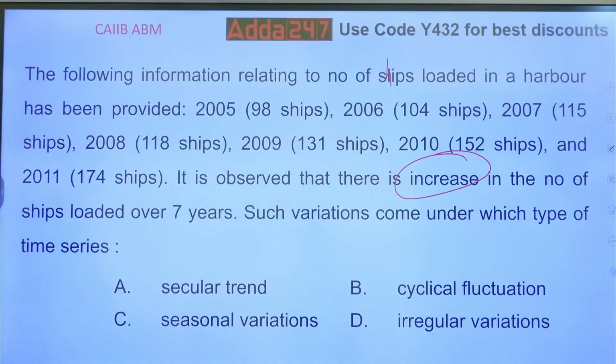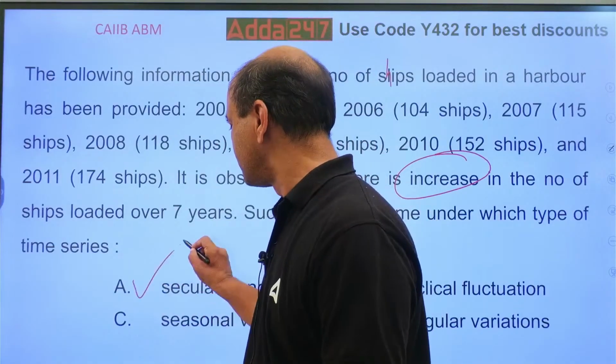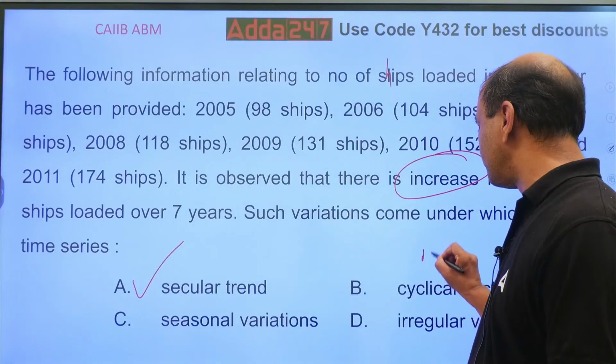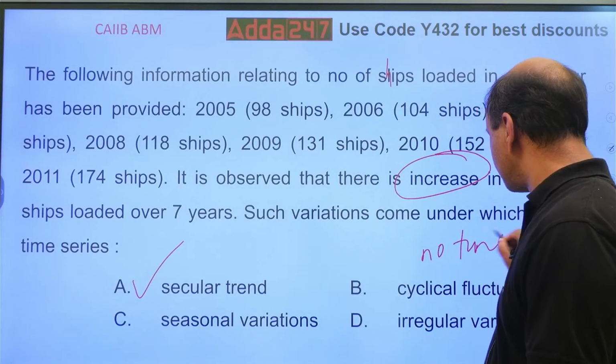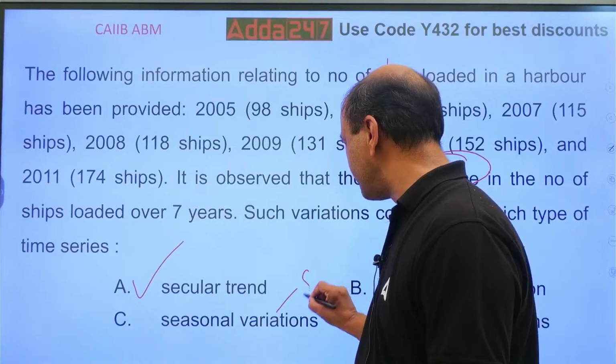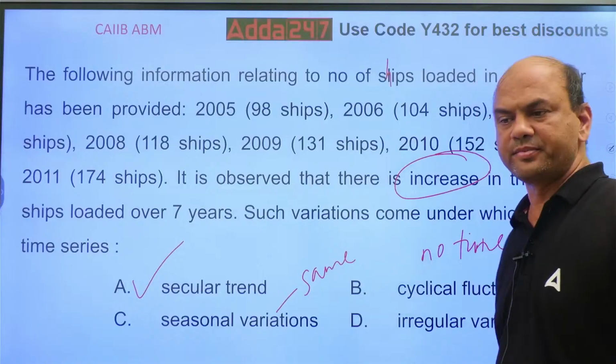See, the trend is increasing. What did I say regarding increasing? Increasing trend. Which one is increasing trend? Yes, just now we did it. Secular, isn't it? Secular is increasing. Cyclical, you cannot predict the time. This seasonal, yes, predict. Means same. Every year same. And irregular you cannot predict. Okay?